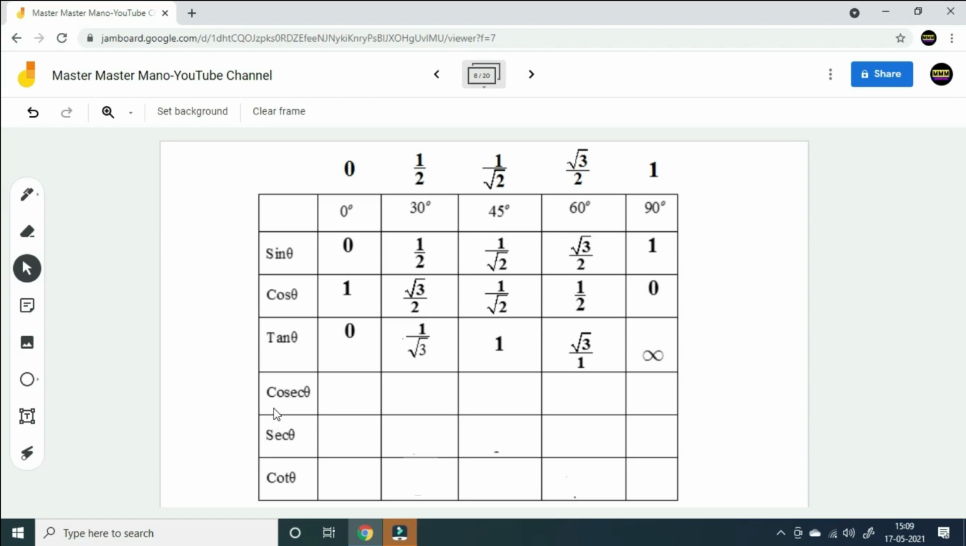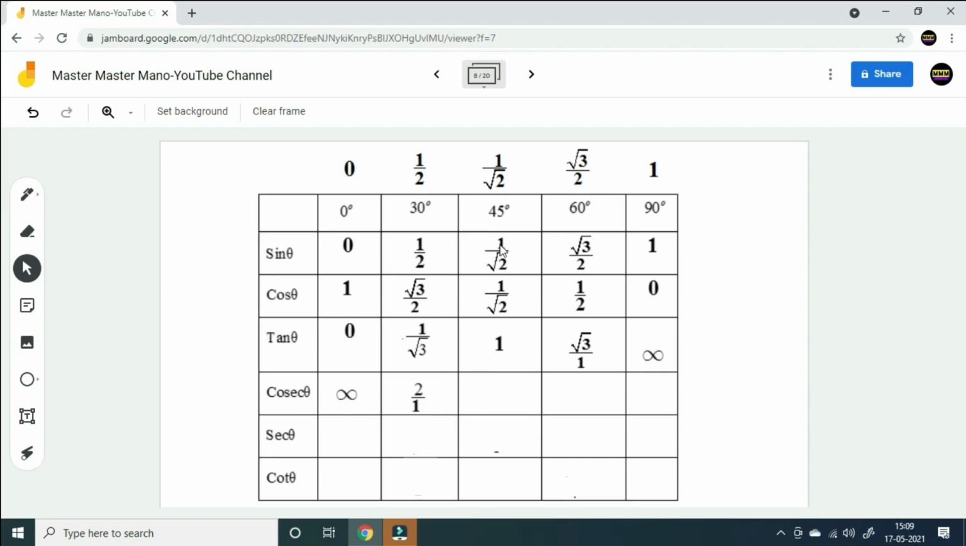Now we are going to fill the cosecant theta values. For cosecant 0 degree, we have to write the reciprocal value of sine 0. The reciprocal value of 0 is 1 by 0, that is infinity. For cosecant 0 degree, we get infinity. For cosecant 30 degree, we have to write the reciprocal value of sine 30, that is the reciprocal of 1 by 2 is 2 by 1.